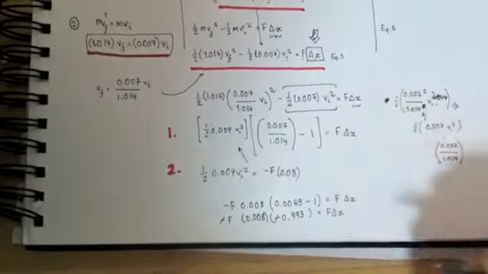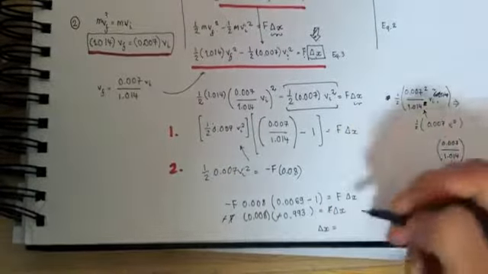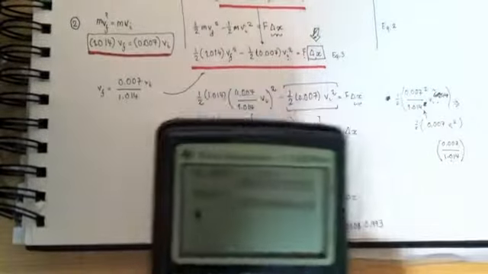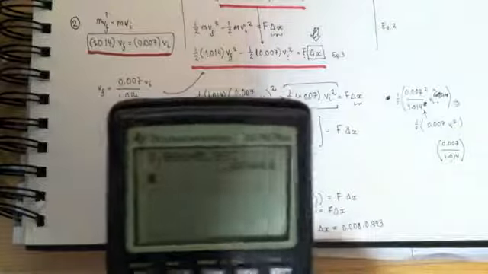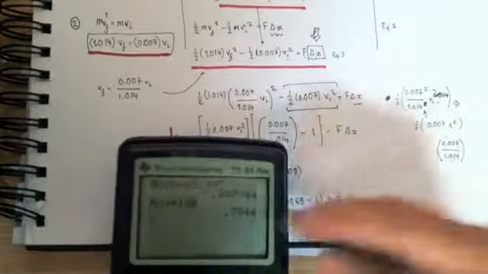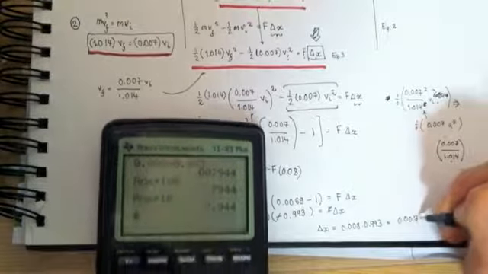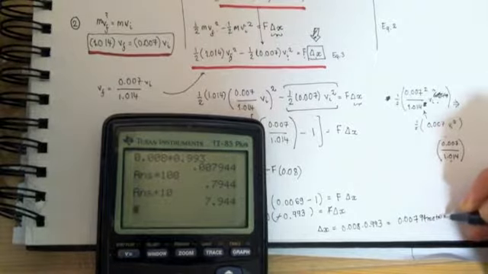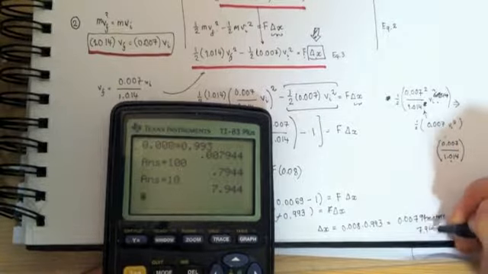Looky, we can take out the positive sign. We can also take out the f and solve for delta x, which is equal to 0.008 times 0.993, which is 0.00794 meters, or with 100 centimeters in a meter, 7.94 centimeters.